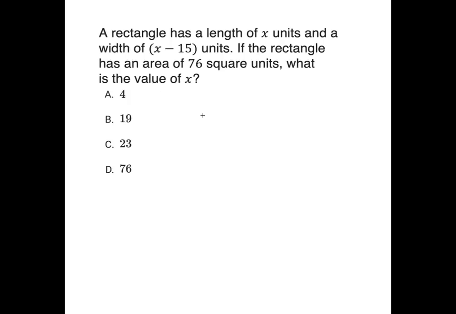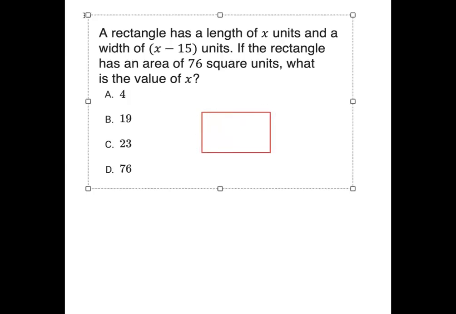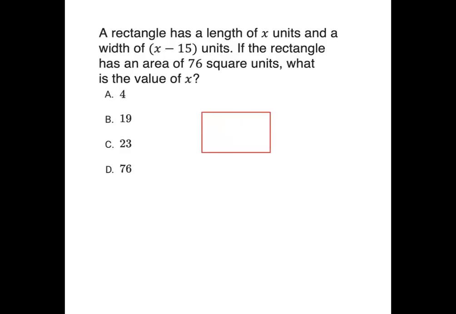So here we're talking about a rectangle that has a length of x. So let's label that with x right there. And a width of x minus 15. Now the area is the length times the width. So that would be x times x minus 15.